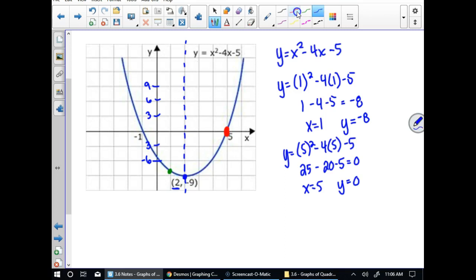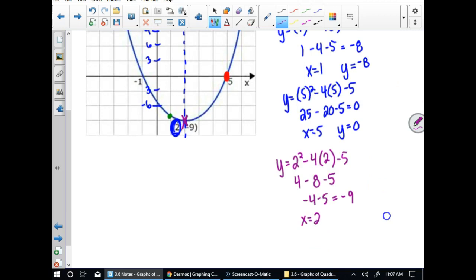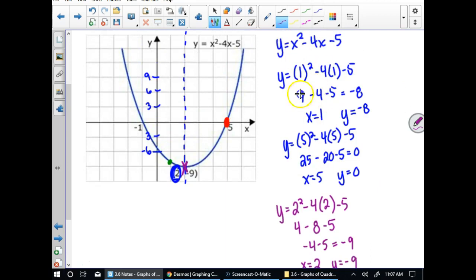So we should already know right here that the x-coordinate has to be 2. So if I want to find the vertex right here, then I'm going to plug in 2 into my equation. So I will have y equals 2 squared minus 4 times 2 minus 5. So I get 4 minus 8 minus 5. And when I do that, I get negative 4 minus 5, which is negative 9. So that tells me x equals 2, which I already knew was on my axis of symmetry, and y equals negative 9. So that's how I get this point here. I'm just showing you when you plug in a number, you get the y-coordinate.